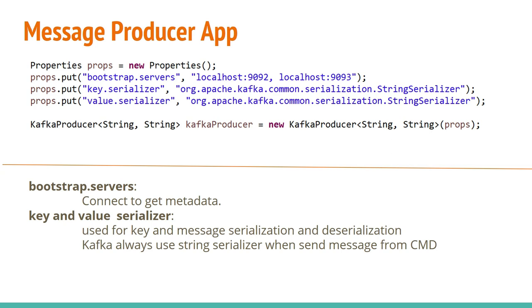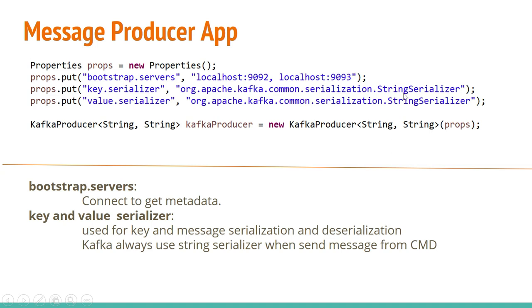Kafka does not connect to each of the brokers to get the metadata, but it will connect to the first one. If that is not available, it will connect to the second one and the third one continuously until it gets the complete metadata and cluster information from the server. If we have passed only a single broker address here and that is not available, then our producer application will not work. The second and third property is key and value serializer.